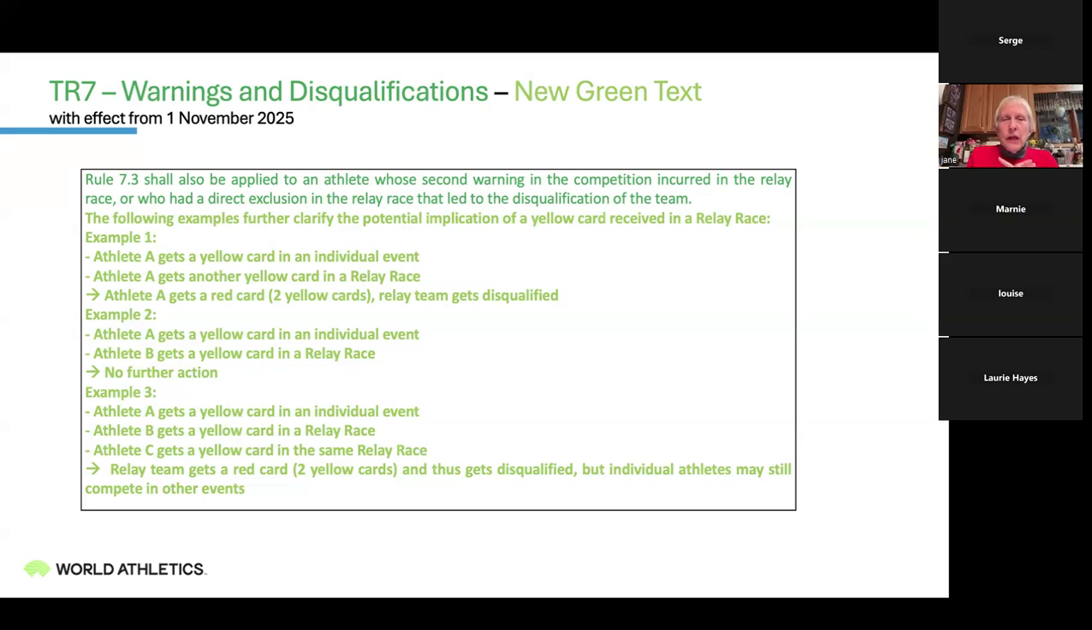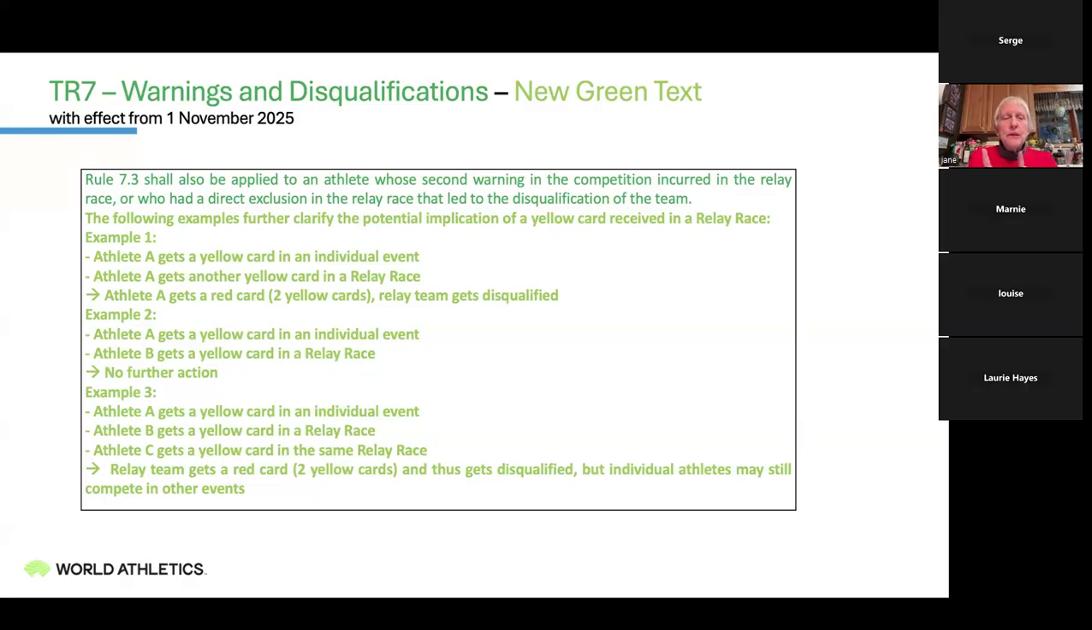Because initially, when warnings or cards were given to relay team members, they weren't assigned to the person themselves. It was only assigned to the team and didn't follow the person around. Well, they've changed that, because look what the solid green says. Rule 7.3 shall also be applied to an athlete whose second warning in the competition was incurred in the relay race, or who had a direct exclusion in the relay race that led to the disqualification of the team.